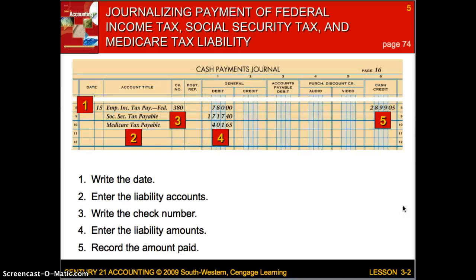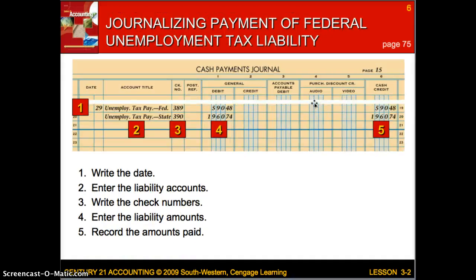Journalizing payment of federal income tax, Social Security tax, and Medicare tax liability. We'll write our date, enter the liability accounts, put those in the general debit and our cash credit. So this is when we actually go in and pay those. We actually need to take cash out and pay the government those taxes that we have been withholding from our workers.